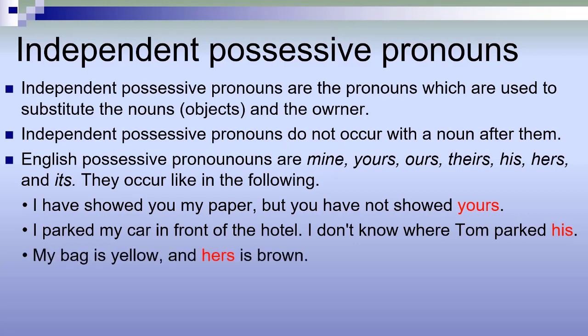My bag is yellow and hers is brown. So hers here refers to somebody else. It's the third person singular, female, and the bag. So, and hers is brown. The red dress lying on the floor is mine. So the red dress lying on the floor is my dress, and my dress here becomes mine because they are substituted by the independent possessive pronoun mine.